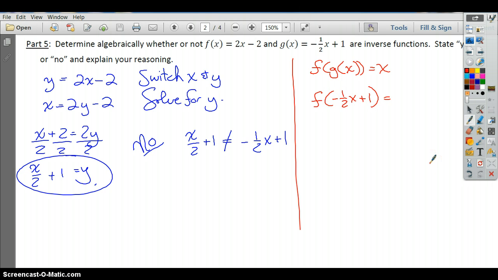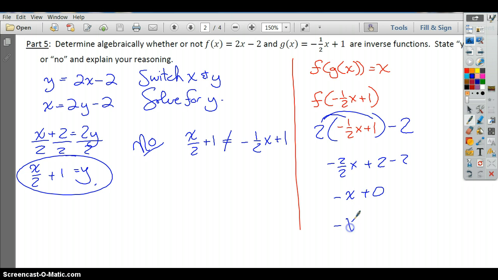Okay? Do this here. So f would be 2 parenthesis minus 2. I'm going to plug in my negative half x plus 1. So if I distribute this in, I'm going to get negative 2 over 2 x plus 2 minus 2. So this is negative x plus 0, negative x. No, this does not work. We want positive x. So if we wanted positive x, we got negative x, not inverses.